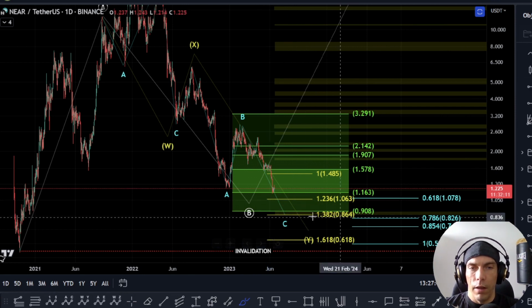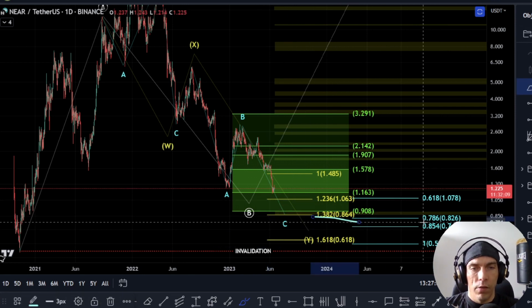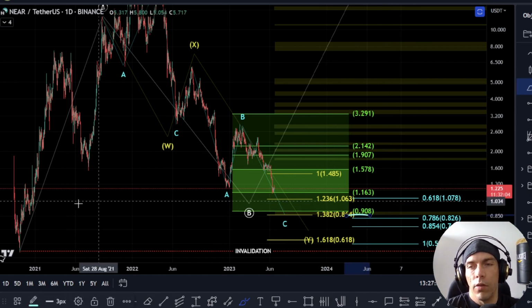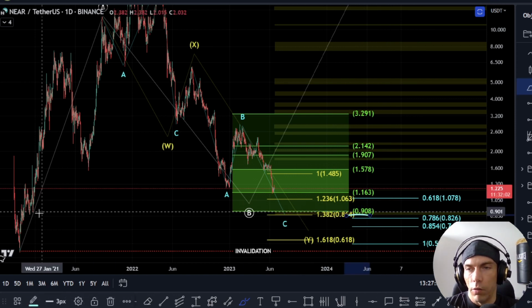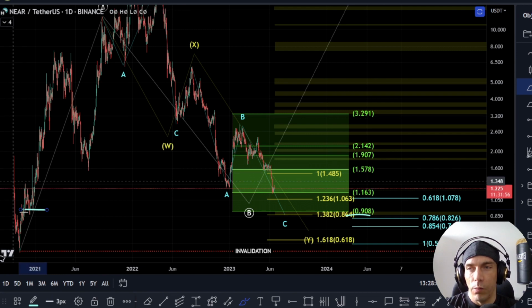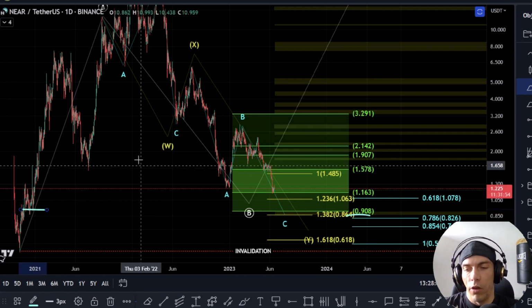Those could be quite interesting levels, particularly this 1.382, 0.786, and this 0.854 retracement, which are all pretty much in the same area. We can start looking to the left here and say that there's this bit of structure we could look to retest, but there's not really a lot that we can base this off of because we don't have all the structure here.